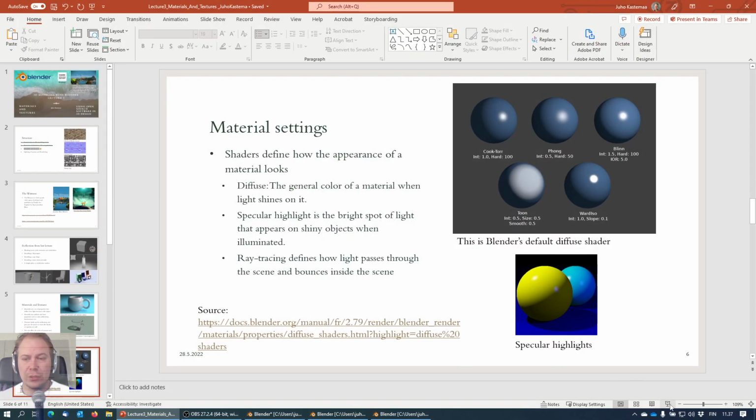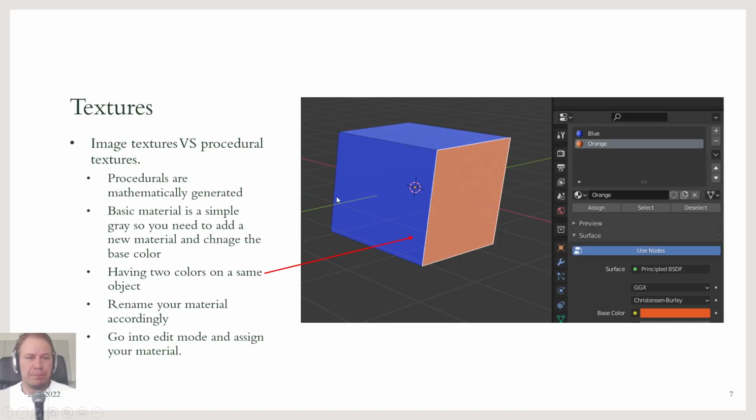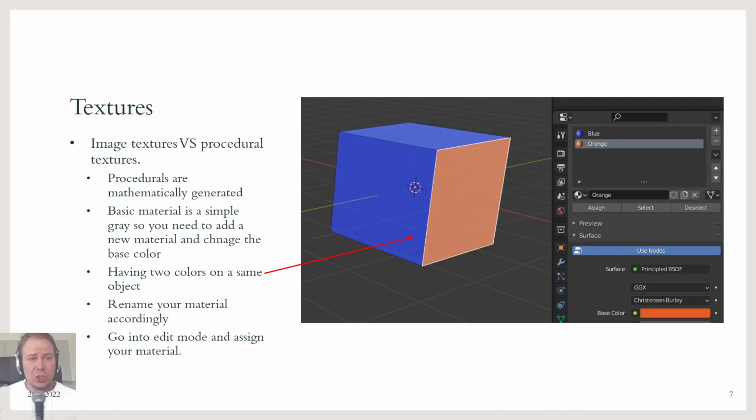So we will go back to this. We will continue with material settings. Shaders define how the appearance of a material looks. So there are diffuse and specular shaders. You can dig deeper into that, but that's kind of an extra thing for you. And now we already touched this topic, but with textures, there are two types of textures. There are procedural textures that are mathematically generated, and then there are image textures that are images on top of those materials.